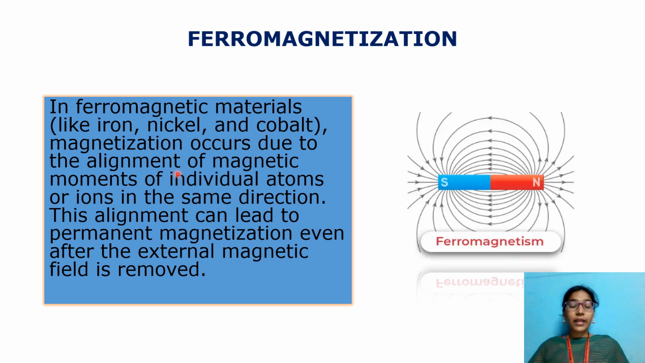Magnetization occurs due to the alignment of magnetic moments of individual atoms or ions in the same direction. This alignment can lead to permanent magnetization even after the external magnetic field is removed. This magnetization stays even after the external field is removed. The specialty of ferromagnetism is this.